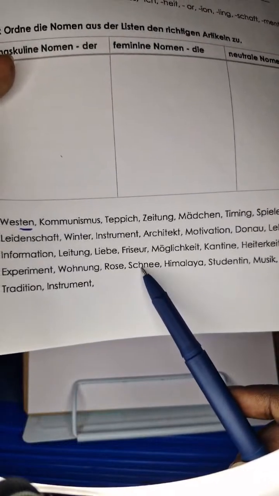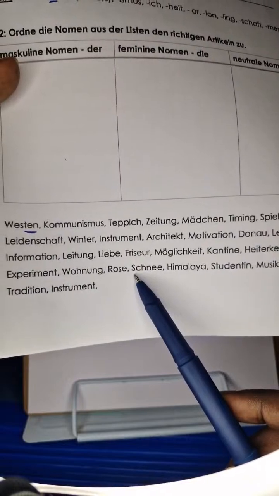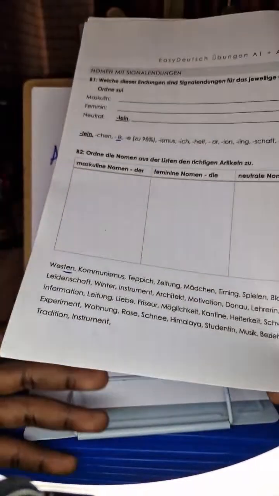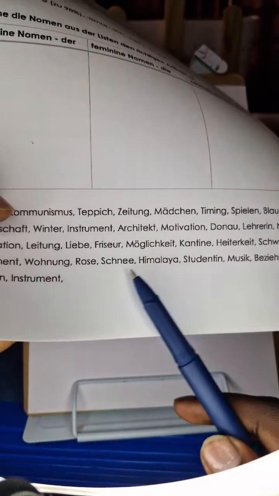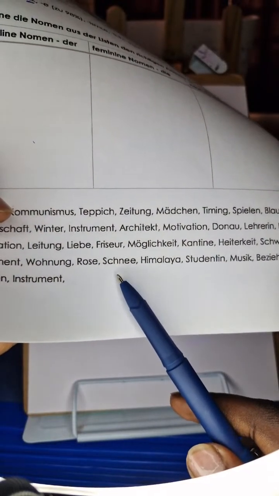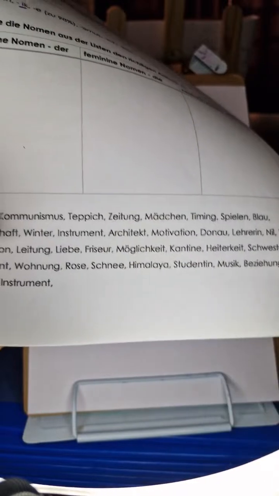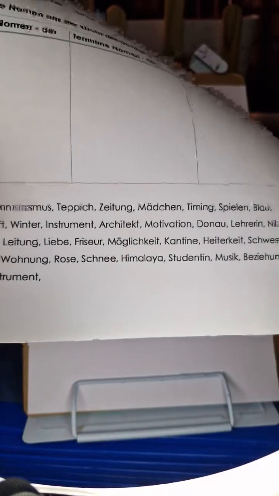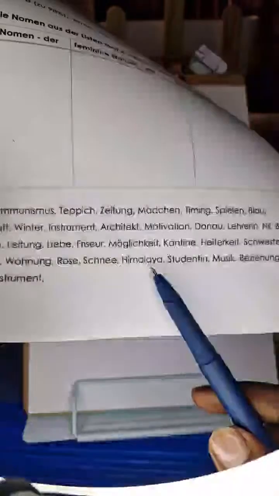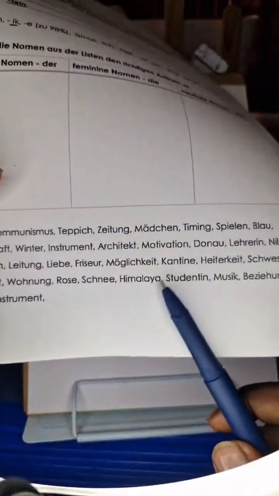Then I have Schnee, that is normally masculine, der Schnee. These forms of precipitation are normally masculine: der Schnee, der Regen, etc. And then I have Himalaya. Somebody will check this one for me. Himalaya, is it der or das? This one I'll let you check in your dictionary. I'm not quite sure. Somebody check it out for us and then let me know.